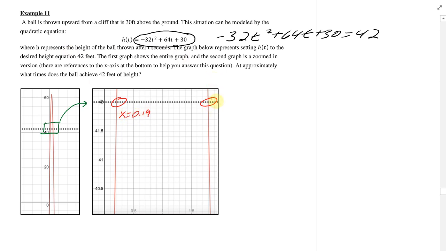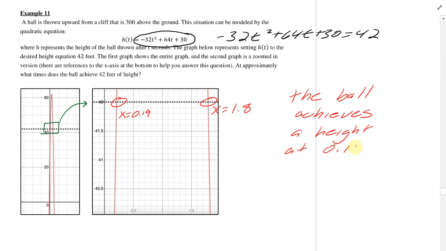And then here, if I come all the way down and count, it's 1.5, 1.6, 1.7, 1.8. So we'll say this is maybe somewhere around 1.8. So here would be my two solutions in this case, by just using that method where we read it off the graph. And so what does this actually mean? These are talking about time, right? So the ball achieves a height of 42 feet at 0.19 seconds and 1.8 seconds.